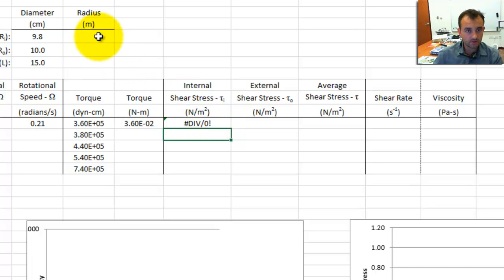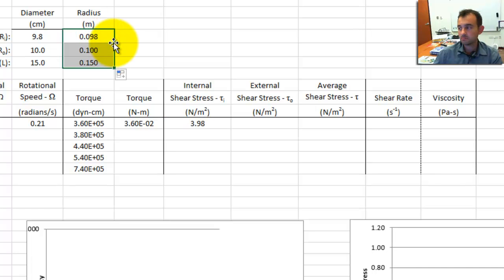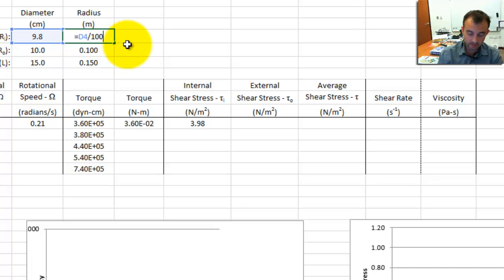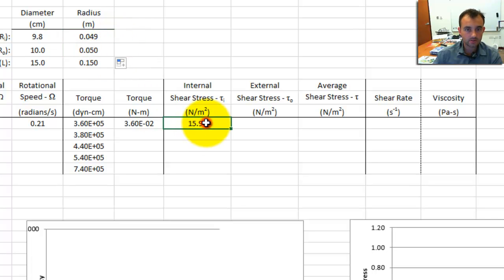Now I'm getting this error because I forgot to convert the units from centimeters to meters. I do so and I drag it down. Another mistake, I forgot to change from diameter to radius. Okay, so now this is the first result.